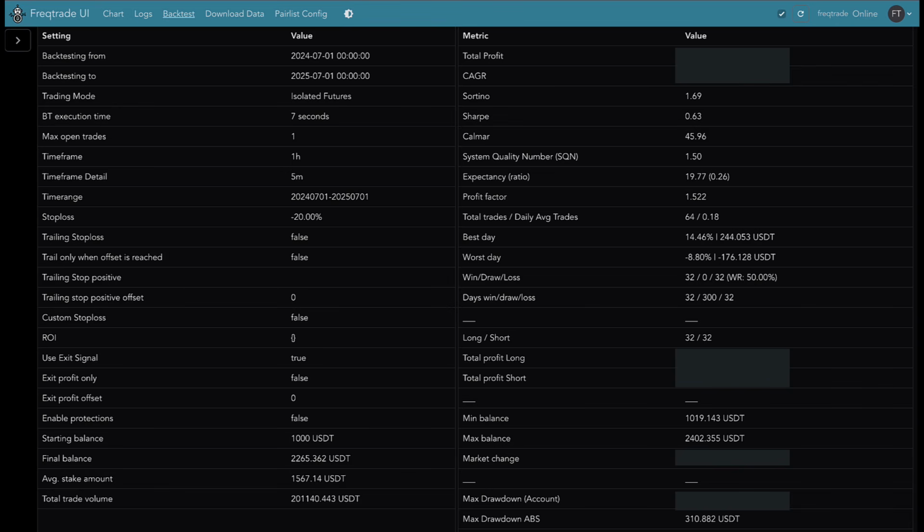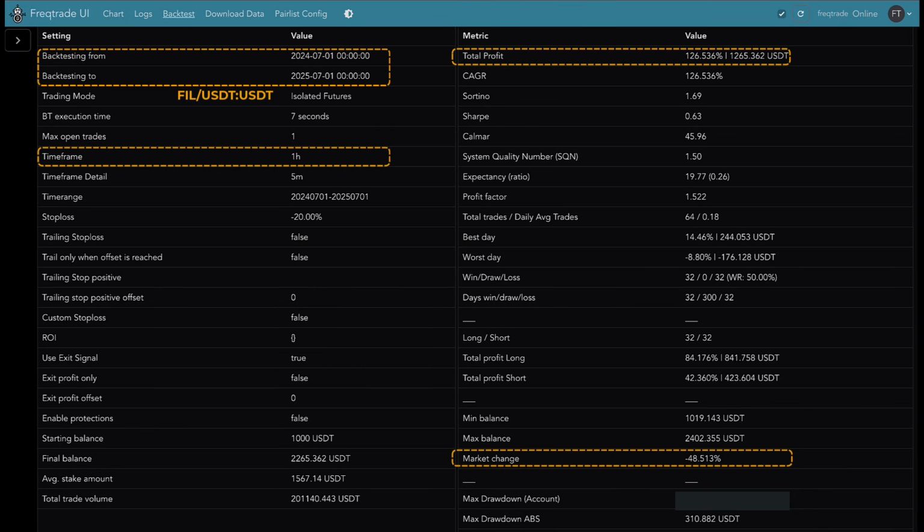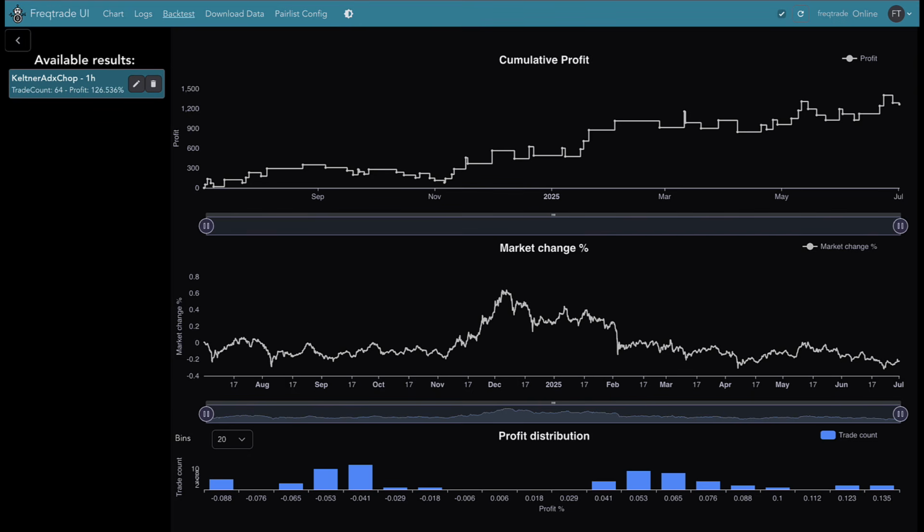All right, let's take a closer look at the backtesting results. We tested the strategy on FIL perpetual futures using a 1-hour time frame over the past year with the optimized settings. Here's what we observed. The strategy achieved a total return of 126%. By comparison, the market itself saw a return of around -48% during the same period. The maximum drawdown was 14%, which shows that while the strategy did experience some retracements, it effectively managed risk and maintained overall profitability. Next, we'll review a visual summary of these results.